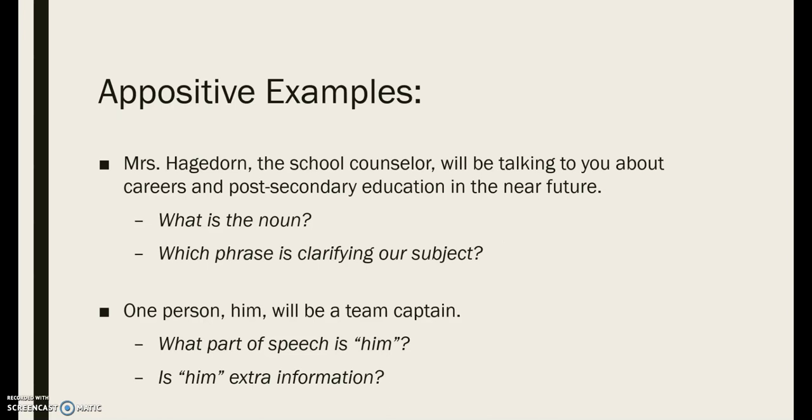It is a non-essential appositive because we may already know who Mrs. Hagedorn is. We're just clarifying who she is for those who may not know. Let's look at the second sentence. One person, him, will be a team captain. What part of speech is him? If you guessed a pronoun, you are correct. Is him extra information? Yes, it is extra information. It is called a non-essential appositive because it is clarifying who the person is.